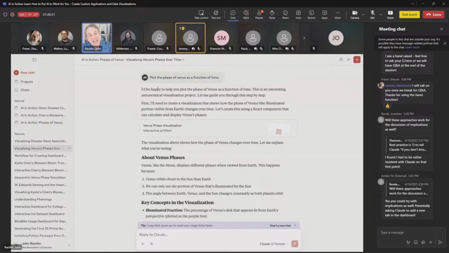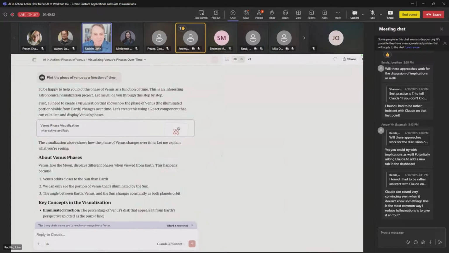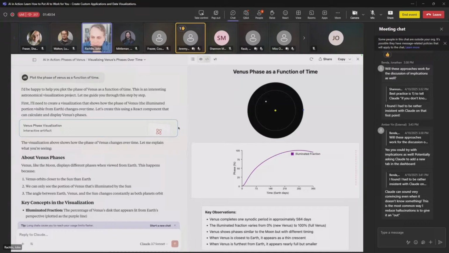And I simply said, give me a plot of the phase of Venus as a function of time. I was expecting it to produce a little line plot, where time is your x-axis and the phase would go from 0 to 100%, depending on the phase of Venus. And when I did this, I was a little surprised at what I got.